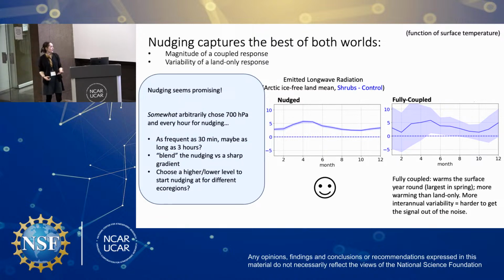And then you might want to choose higher or lower levels to start your nudging for different ecoregions. So I chose 700. It wasn't totally arbitrary because the Arctic doesn't have crazy deep convection, but if you were looking over the Amazon and you wanted to capture regional circulations, you should probably be choosing something much higher, like 500 or 400 hectopascals, to start your nudging. Otherwise, you would expect to literally be suppressing the signal that you're trying to capture.